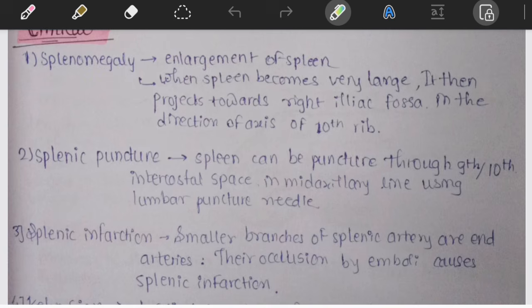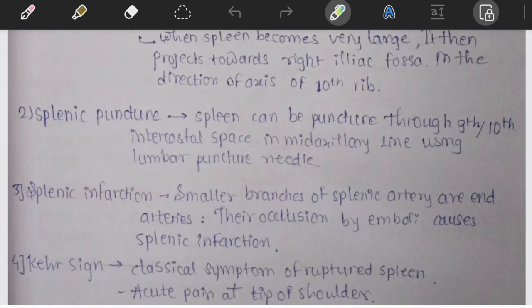Second one is splenic infarction. Splenic infarction, remember those segmental arteries. They are essentially end arterial territories, so occlusion of some splenic arterial branch can produce an area of infarction. And repeated infarctions can eventually produce scarring and fibrosis of the spleen.